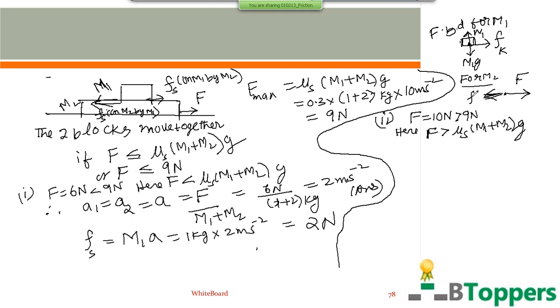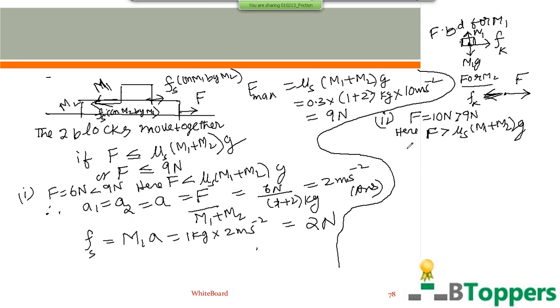which acts towards the right. The force of kinetic friction on m2 by m1 acts towards the left side because there will be slipping between the two blocks. m2 moves towards the right relative to m1. Therefore, the force of kinetic friction on m2 by m1 acts towards the left side. From Newton's third law, the friction force on m1 by m2 acts towards the right side. The friction force on m1 should be indicated in the free body diagram for m1. The frictional force acting on m2 should be indicated in the free body diagram for m2.